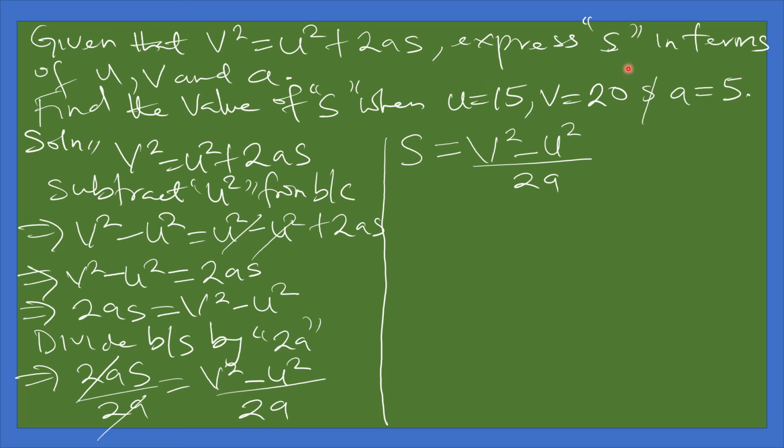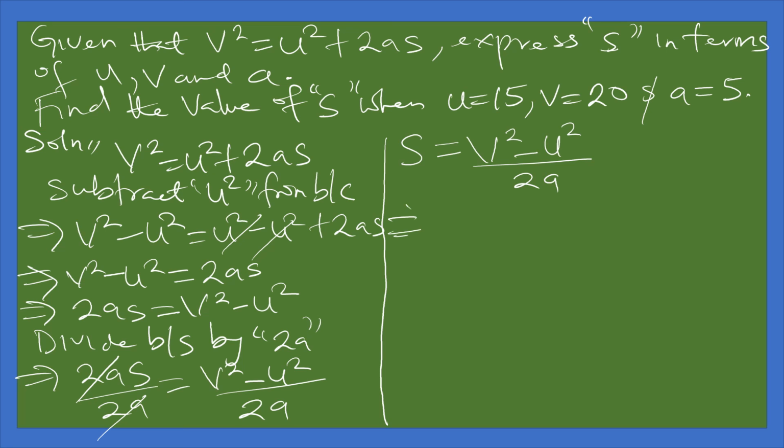They say express S in terms of U, V, and A. So S is equal to V squared minus U squared over 2A. So this is the expression. So let's go to the second question. It says find the value of S when U is equal to 15, V is equal to 20, and A is equal to 5. Now, what does it mean? It simply means substitute the values.